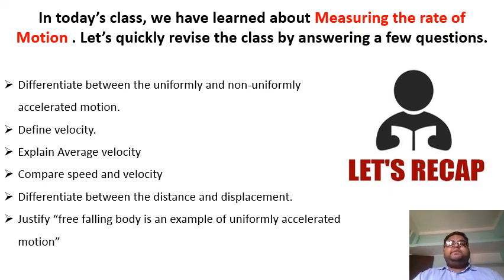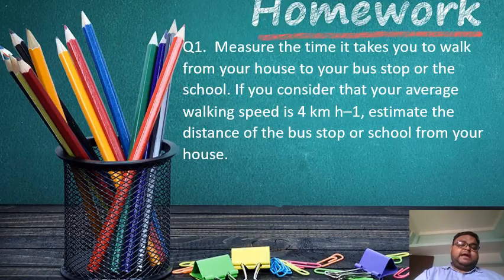How do we differentiate between distance and displacement? The distance is all the path that has been taken. But the displacement is just the shortest possible path between the 2 points. How can we justify that a body that is falling freely is having a uniformly accelerated motion? The acceleration acting on the body is the same, that is acceleration due to gravity, g. Therefore, we say that a freely falling body has uniformly accelerated motion.